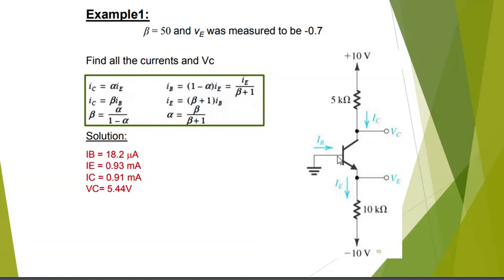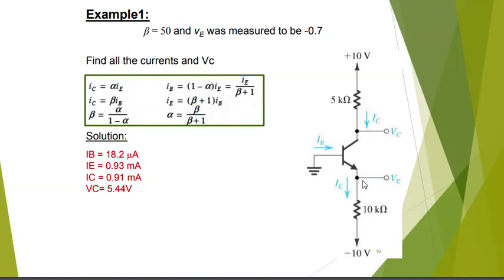Do you remember that last session I told you there are two important parameters that we always need to find in a transistor? One of them is IC, the current here. The other is VCE, the voltage from C to E, which in the active mode is always positive. VC is always bigger than VE.